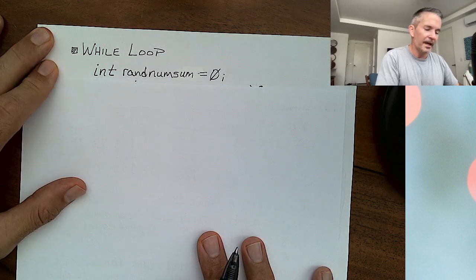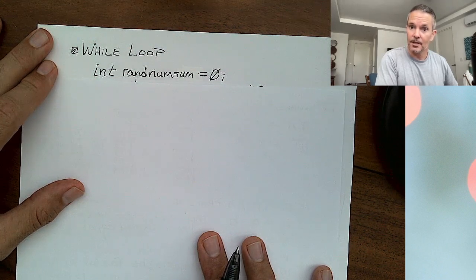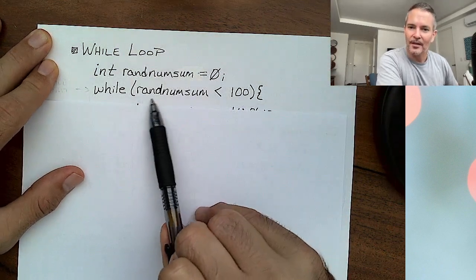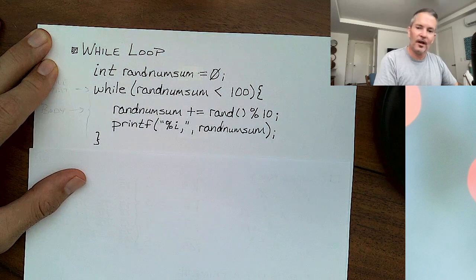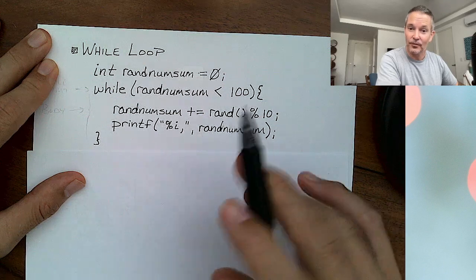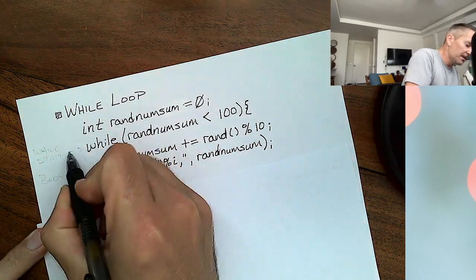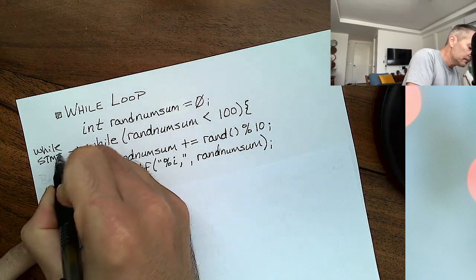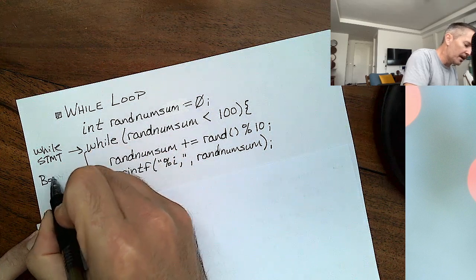Integer random number sum equals 0. Then I'm going to say, as long as the random number sum is less than 100, execute the following body. I'm going to talk you through what this body is going to do in just a second. But let's make sure we understand the components of the while statement. This here is the while statement, and everything in between the two brackets is the body of the while statement.